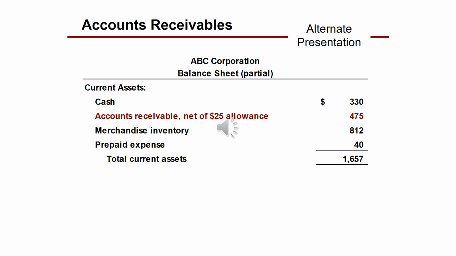This is another way to present the same information we mentioned in the previous slide. Instead of two lines, here we are using only one line. So we're just including accounts receivable, net of $25 allowance. So we're basically combining the two lines from the previous presentation into one line only. And of course, the same data is reflected.